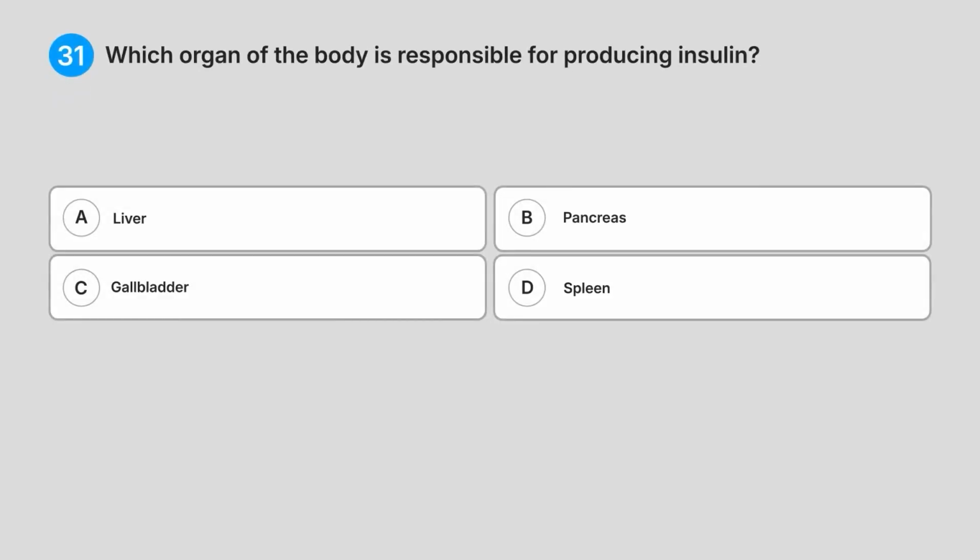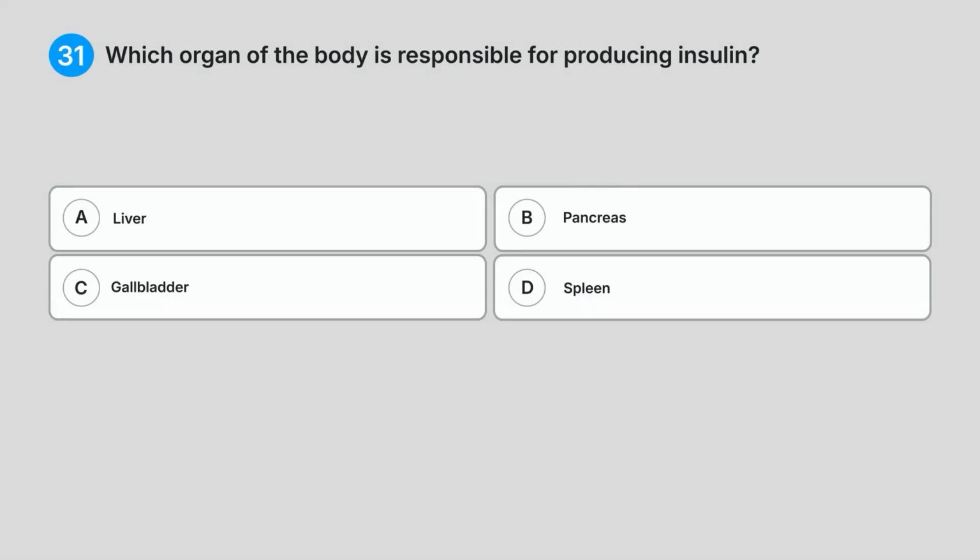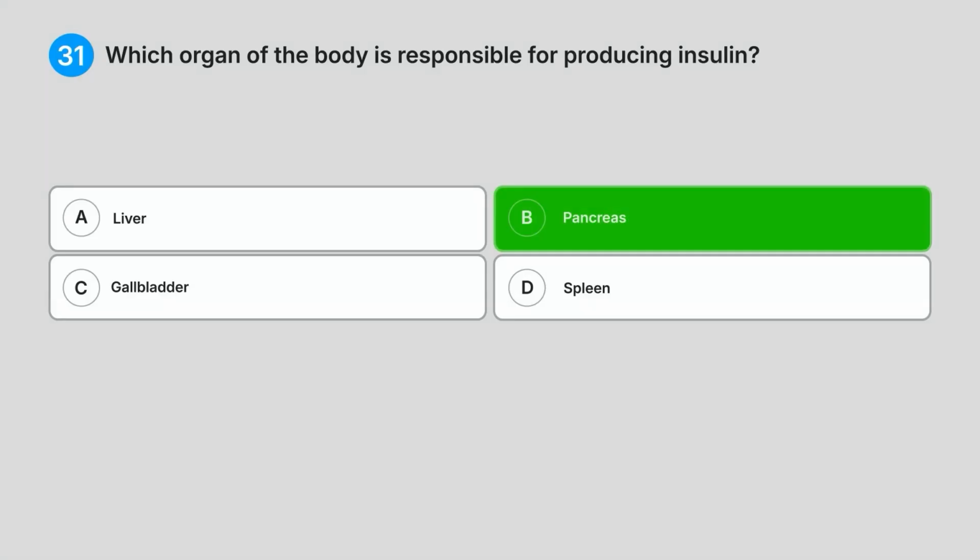31. Which organ of the body is responsible for producing insulin? A. Liver. B. Pancreas. C. Gallbladder. D. Spleen. What do you think is the answer? Correct answer: B. Pancreas.